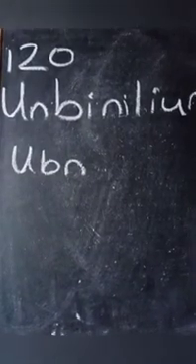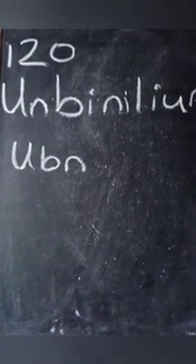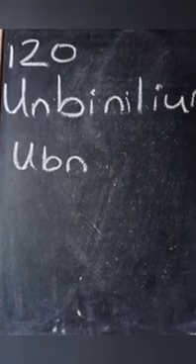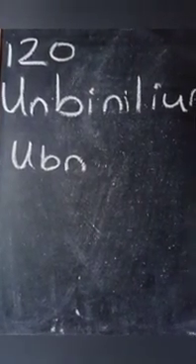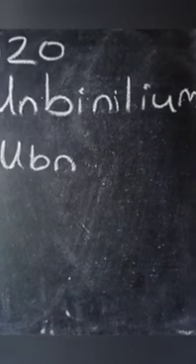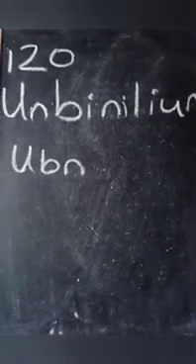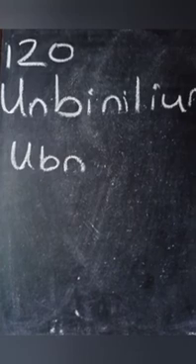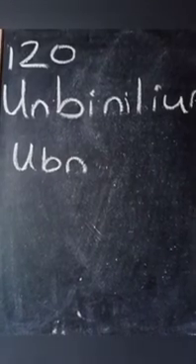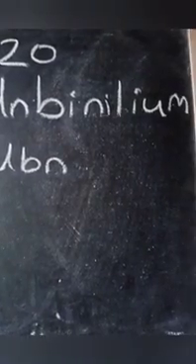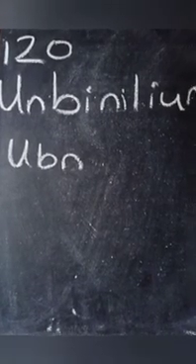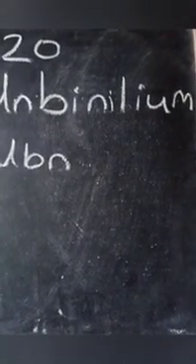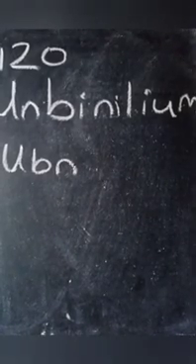Supposing you want to write down the name of an element having atomic number 120. From the above column you had seen 1 is un, U-N, 2 is bi, B-I, and 0 is nil, N-I-L. So the name of the element will be U-N-B-I-N-I-L-I-U-M and the symbol will be U-B-N. I-U-M is supposed to be written at the end of each element.